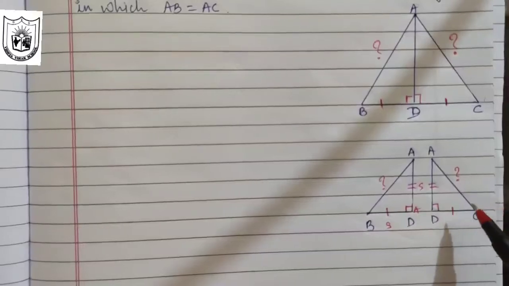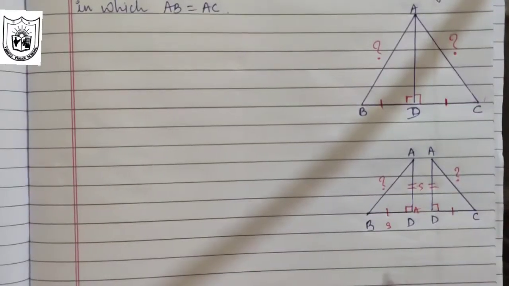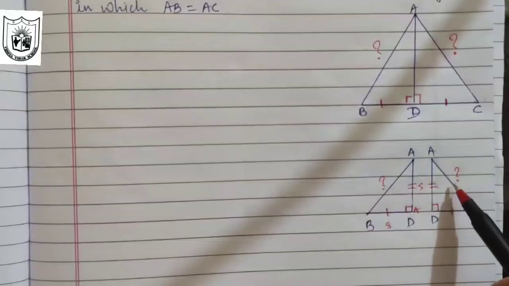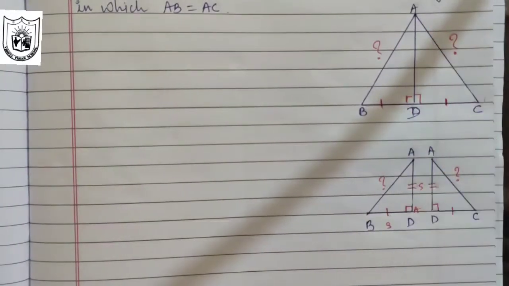Yes, definitely, because they become the corresponding parts of the congruent triangles. So by the reason CPCT, we can say that AB and AC will be equal. And if AB and AC are equal, two sides are equal in the given triangle, then definitely this triangle is an isosceles triangle. So let us start writing the proof now.